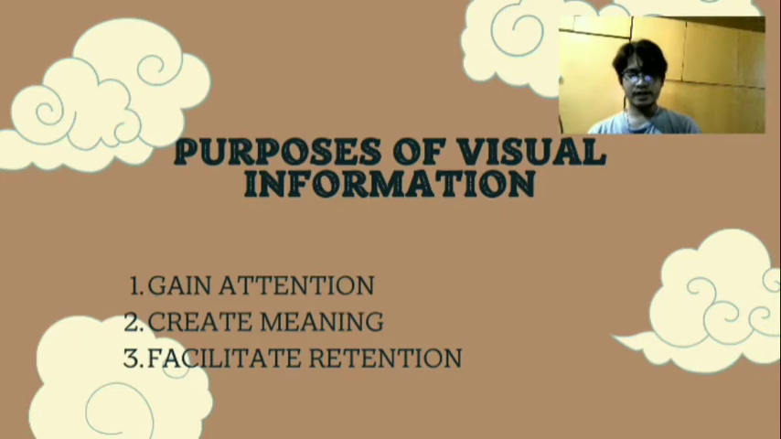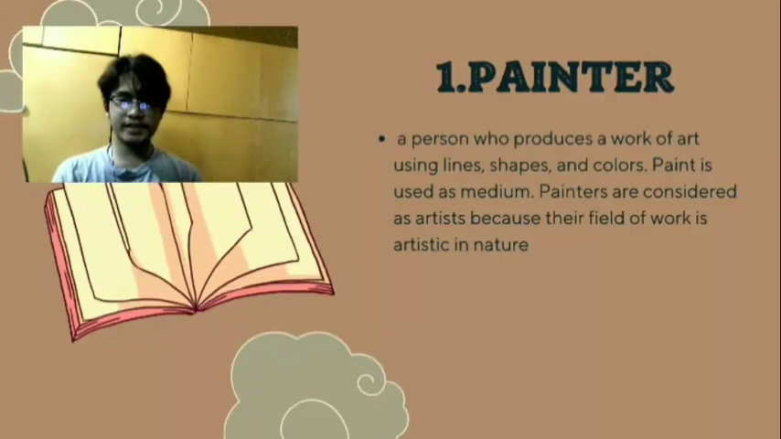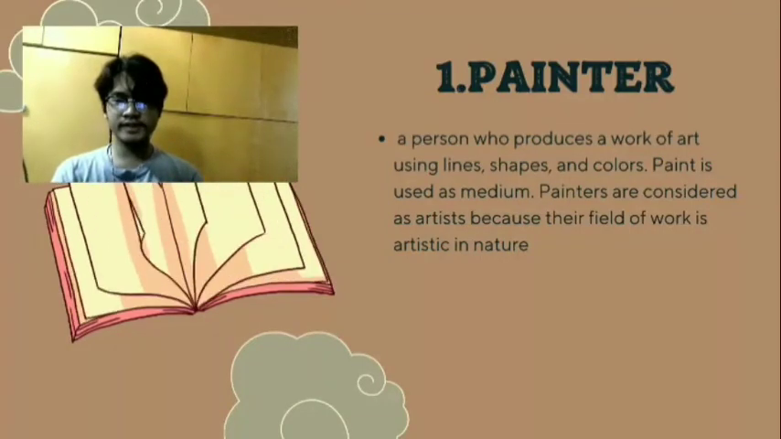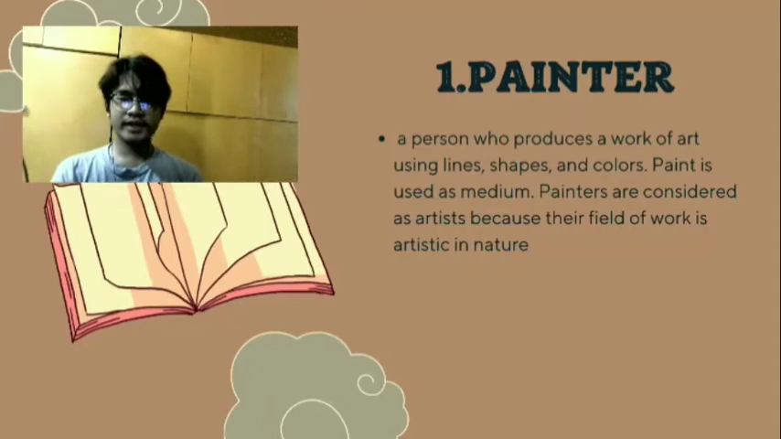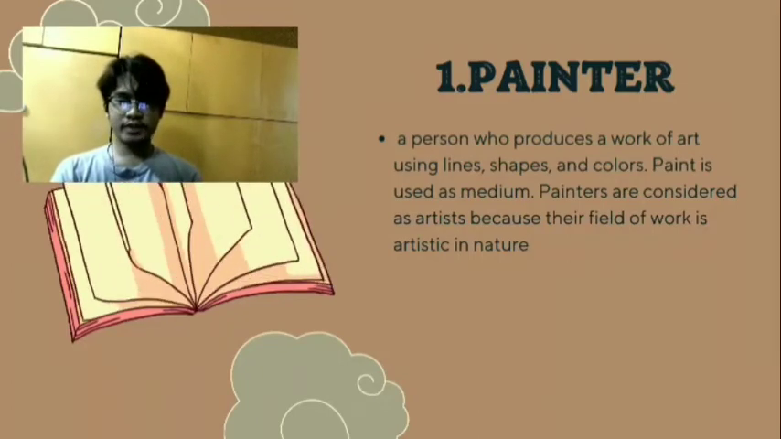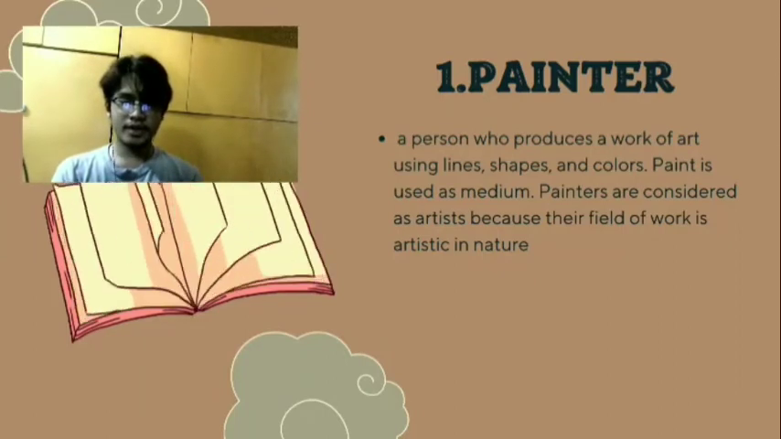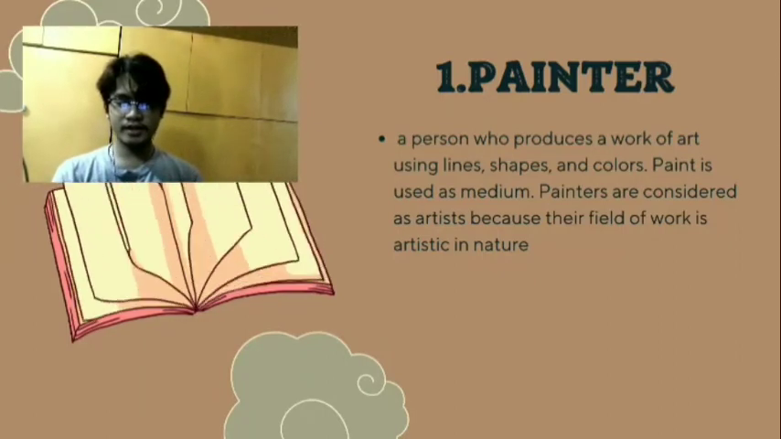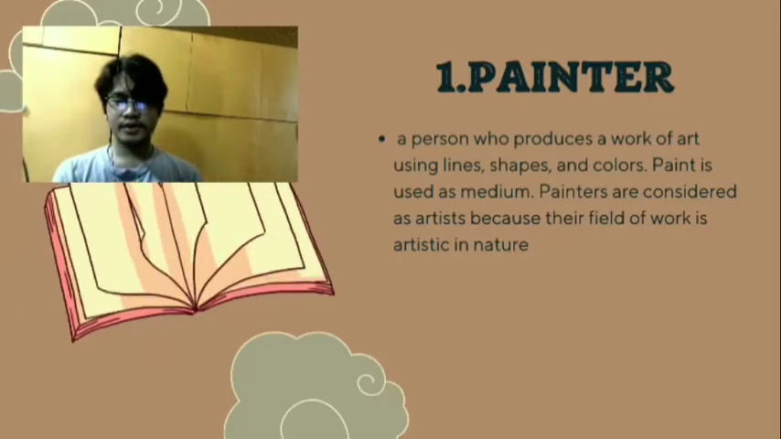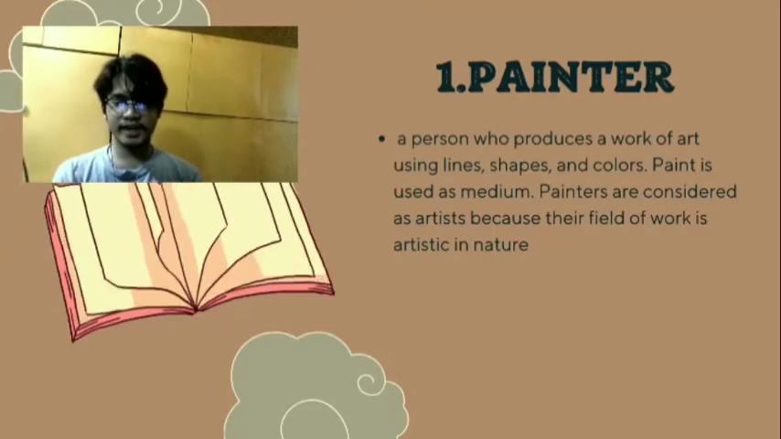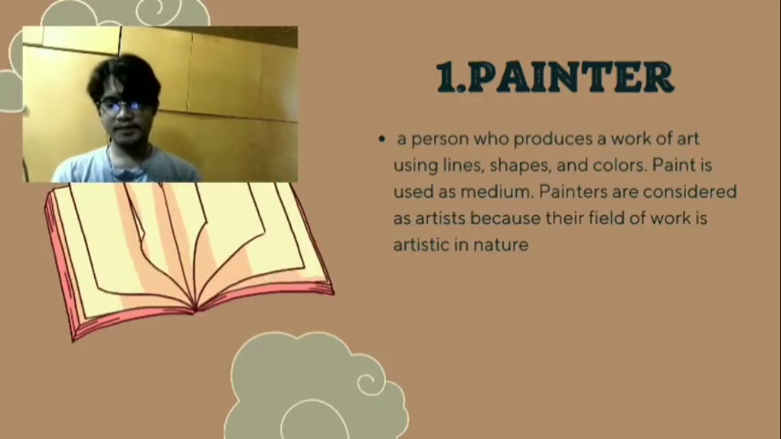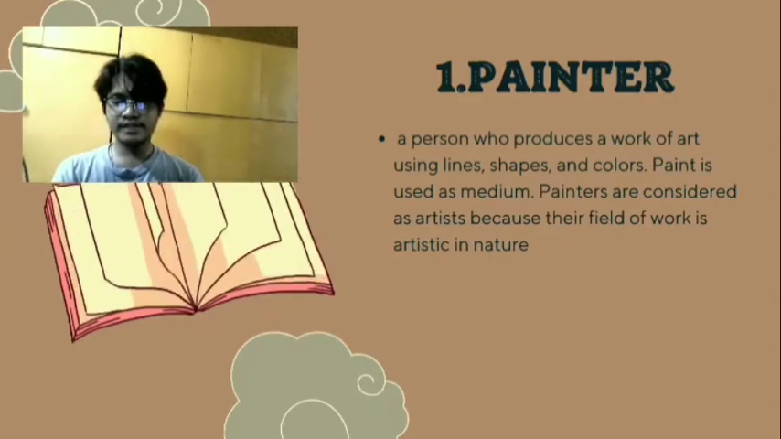Visual information is created by painter, graphic artist or designer, photographer, and sculptor. Painter. It is a person who produces a work of art using lines, shapes, and colors. Paint is used as medium. Painters are considered as artists because their field of work is artistic in nature. For example, the famous artists in the world like Vincent van Gogh, Pablo Picasso, Leonardo da Vinci, and etc.